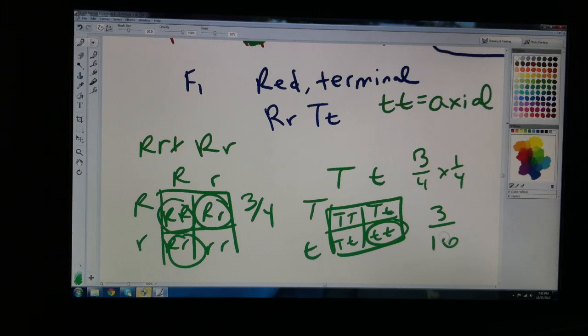But it tells you if you have 100, out of 100 of them, how many will? So you just take this times 100, and that should give you about 19. 19 offspring in the F2 generation will have red flowers that are coming off the sides of them that are axial.